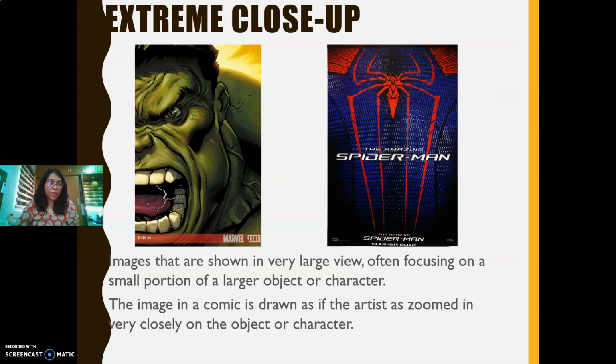All right, then you also have extreme close-up. These two are examples of extreme close-ups. These are images that are shown in very large view, often focusing on a large portion of a larger object or character. So it's almost like the artist kind of zoomed in very closely on the object or the character to reveal certain details about the object or the character. Okay, so these are examples of extreme close-up. As I told you, you can see these techniques in films as well. You can see close-up and extreme close-up in films as well, whereby certain things are emphasized through these techniques.